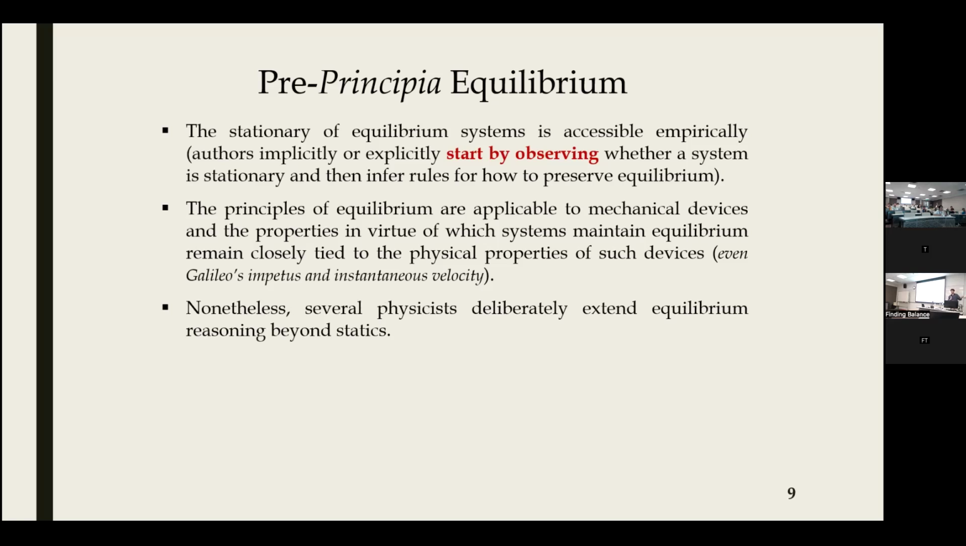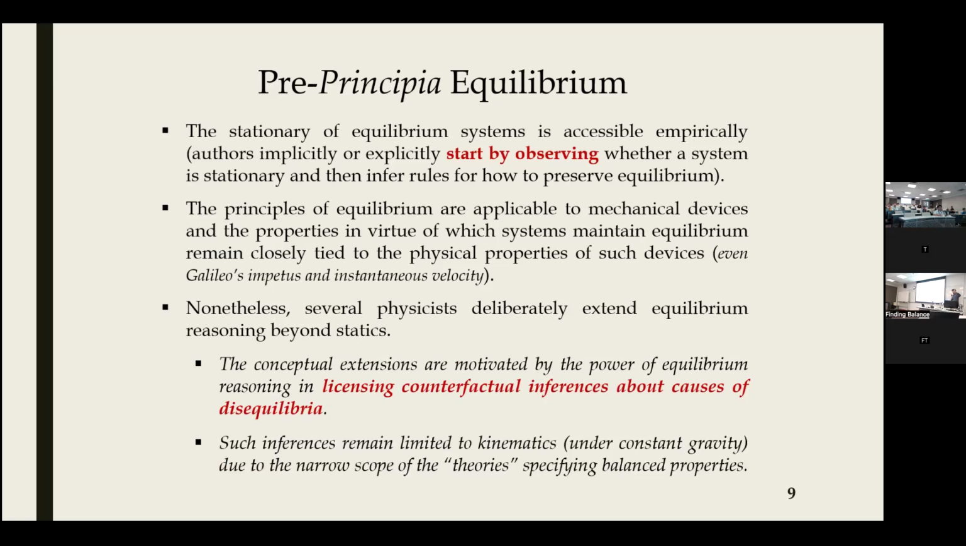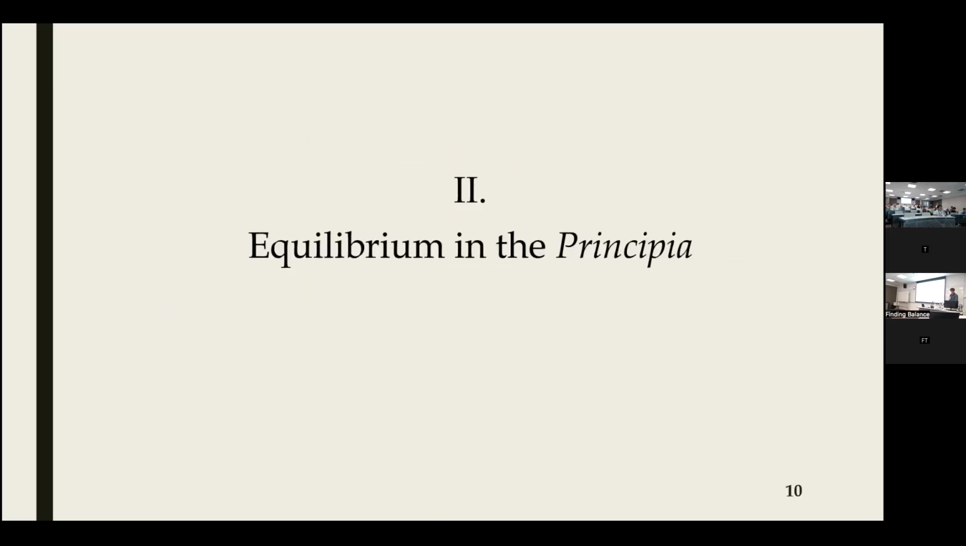But as I also showed you, there is already an attempt to extend equilibrium beyond statics and beyond the applicability to such machines, which, as the case of Galileo and Torricelli suggests, is motivated by the power of equilibrium reasoning to license counterfactual inferences about causes of disequilibria, in this case, purely kinematic causes. Right? So we don't have forces here that explain the kinematics. We're only talking about using statics as an idealization to make inferences about motion, not about the causes of motion in terms of forces.